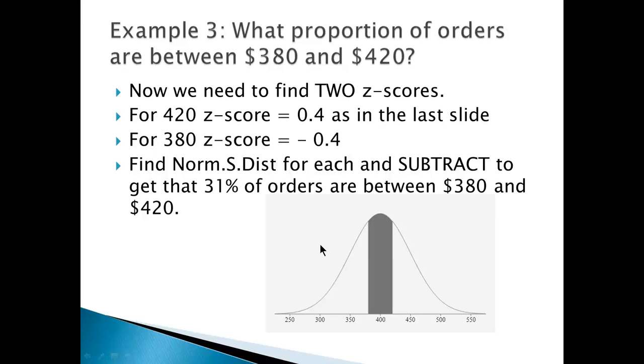What proportion of orders are between 380 and 420? Well, now we need to find two z-scores. So here's the shaded region, 380 down here, 420 here. For 420, the z-score was 0.4, as in the last slide. For 380, it was negative 0.4. Now we find the norm.s.dist for each and subtract. Why do we subtract? Because the negative 0.4 tells us what percentage are below 380. The positive 0.4 gives us the percentage that's below 420 when we put them into norm.s.dist. And so when we subtract, the difference will be what's between them. And that's how we get to 31%.